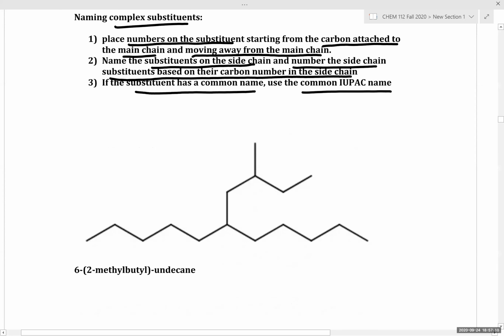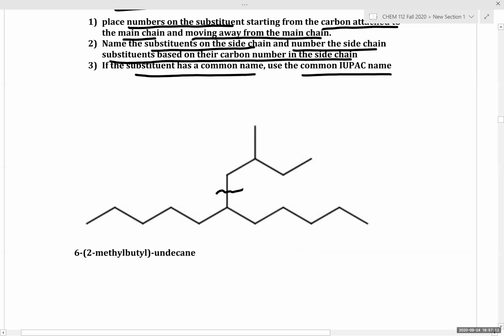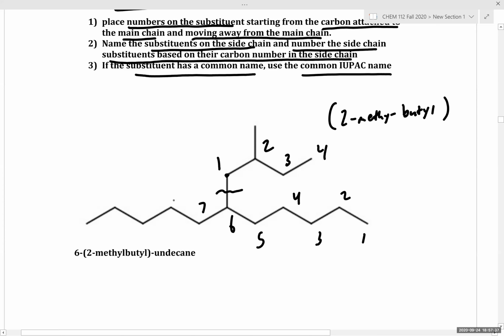Okay, so let's see how this would function. So first and foremost, here is our side chain. So we number it 1, 2, 3, 4, starting from the carbon attached to our main chain, moving out. So this side chain would be called 2-methyl-butyl. And this side chain is at carbon 6, so we call this 6-(2-methyl-butyl)-undecane. Does that make sense to everyone?